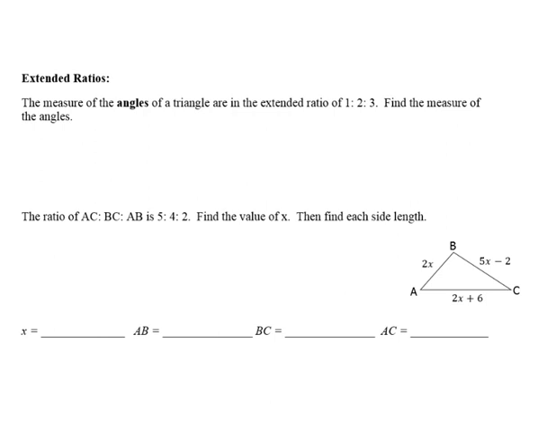So we just have a couple more problems to get through. These are extended ratio problems. So given a ratio, how do I solve for a situation? So it says the measure of angles of a triangle are the extended ratio 1 is to 2 is to 3. Find the measure of the angles.